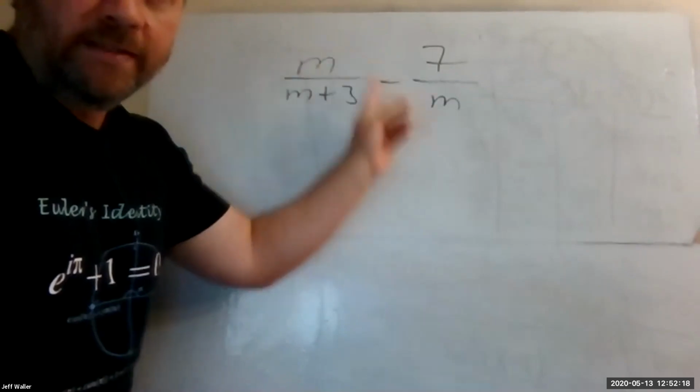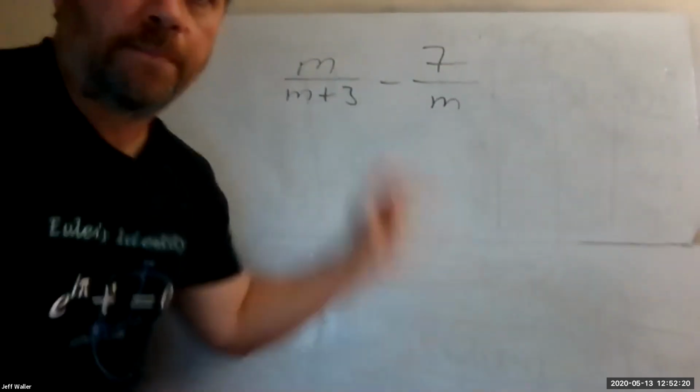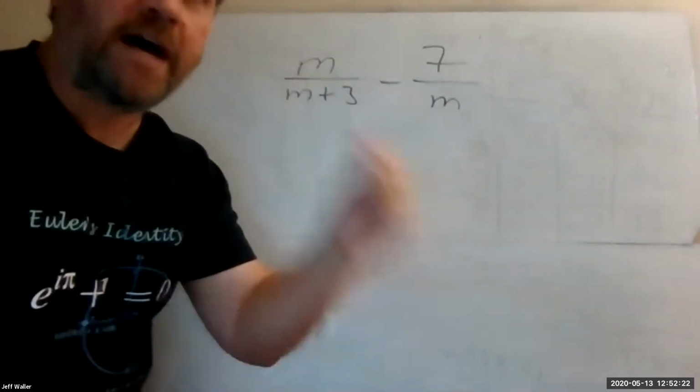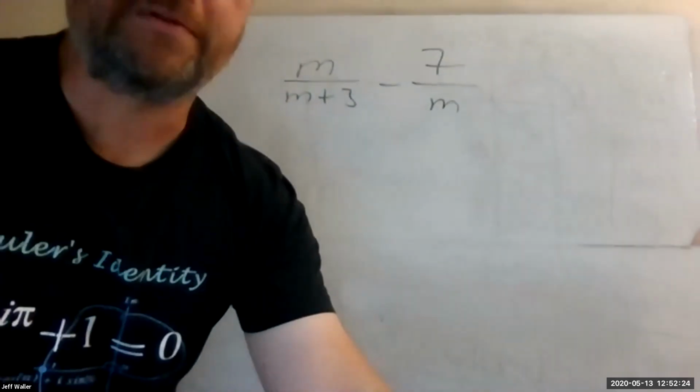The bottom of this does not have an M. The bottom of this does not have an M. Let me show you an example, just to kind of prove to you I'm not insane. What about 4 over, well, let's make it, you can do it, Jeff. 5 over 8 plus 2 over 3.